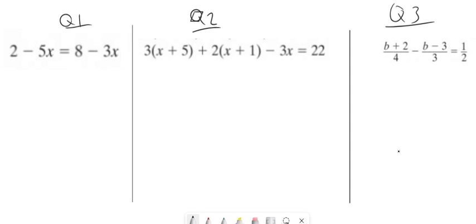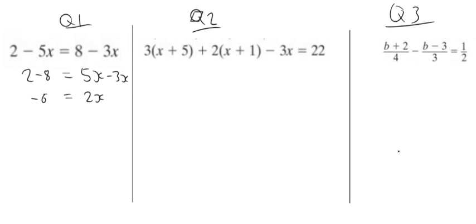The first one anyway, I'm bringing all the x's to the one side. Now I could bring this minus 3x across the equal sign over to the left hand side, but what I'm going to do is bring this one across the other and make it a 5x over here. So we have 5x minus 3x, and then I'm going to bring the 8 the other side, so the 8 will become a minus 8. So 2 minus 8 is minus 6, and then 5x minus 3x is 2x.